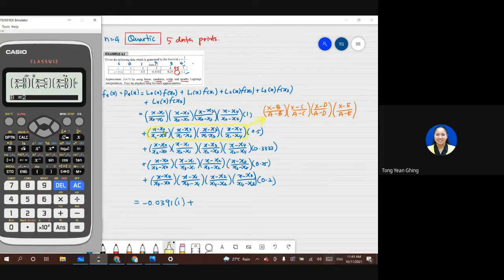So here b is x0, so x0 is 1. And then a here is x1, so x1 is 2. And then c is x2, so x2 is 3. Correct. And then d is x3, 4. Correct. e is 5. Correct. So you get 0.2188.